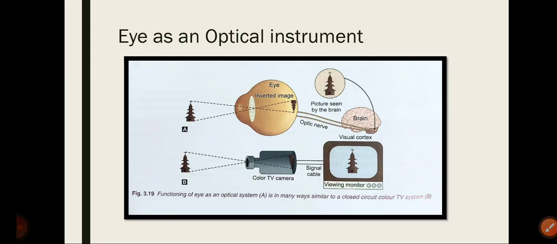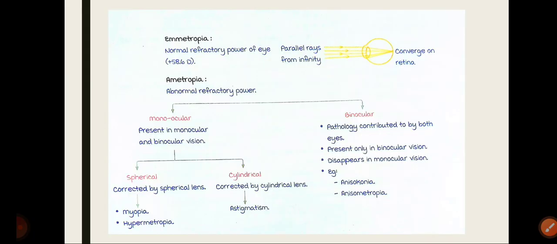Now let's go to our main topic, errors of refraction.